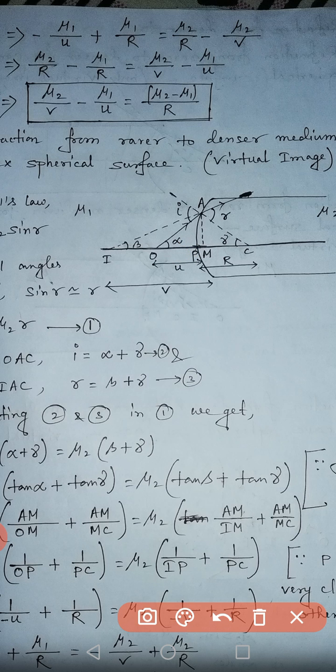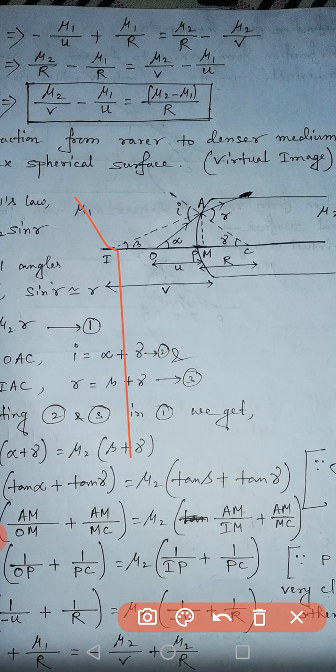Okay, then other things are just like the previous diagram. We are dropping one normal from point A to M, and as we know P and M are very close to one another, so in one step we will replace M by P. This is object distance, image distance, radius of curvature. The process of derivation is the same. Once you draw the diagram, the process is the same.